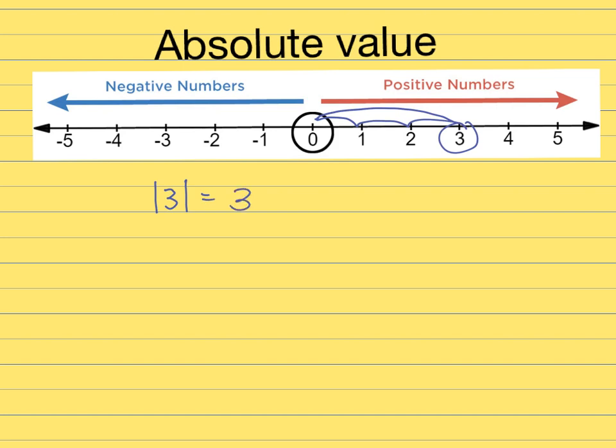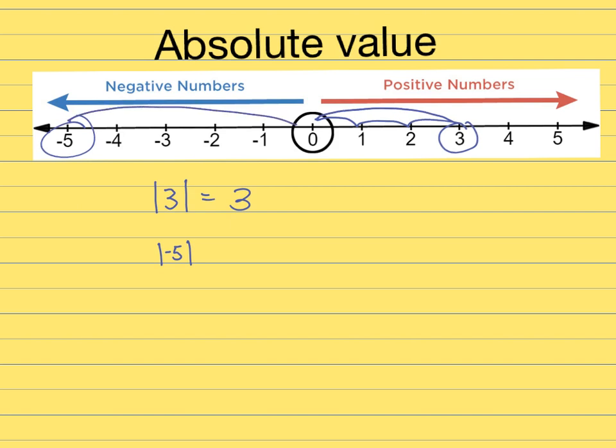We can also find the absolute value for any negative integer. So let's take -5, for example. We're going to start by writing our absolute value sign, those two straight lines, and we're going to write -5 inside of that. And the question is, what is the absolute value of -5?